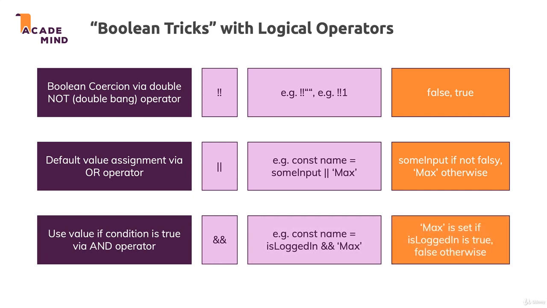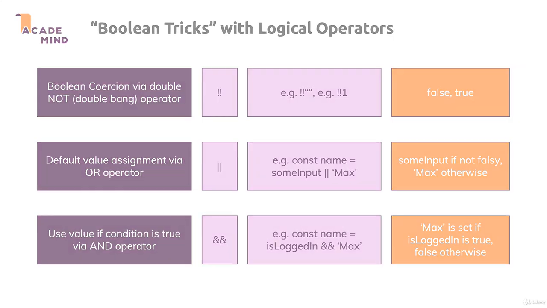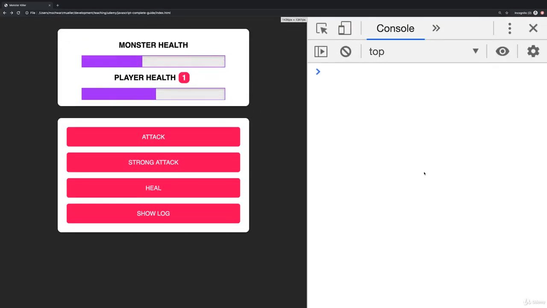If the first value is true, it always returns the second value, or the value after the AND operator, I should say. If the first value is false, it will always return the first value. So here, we would return max if is logged in is true, and null or false or whichever value is stored in is logged in otherwise. Now, as I said, let's have a look at that in the console.